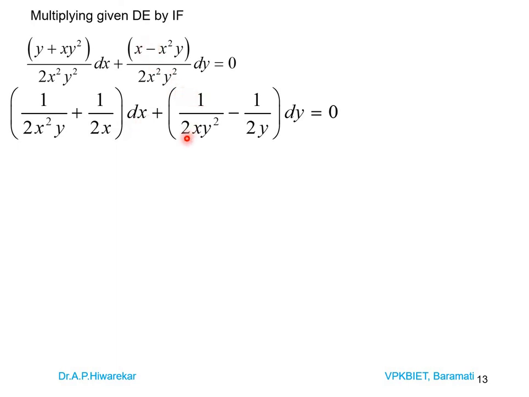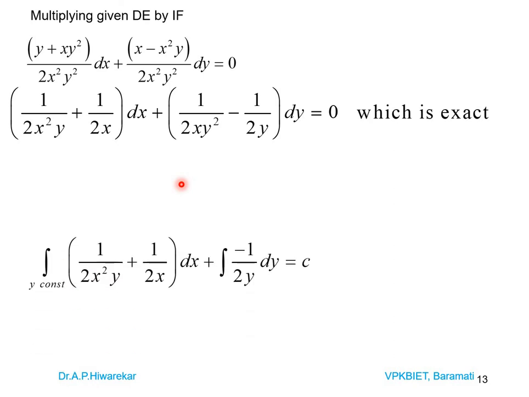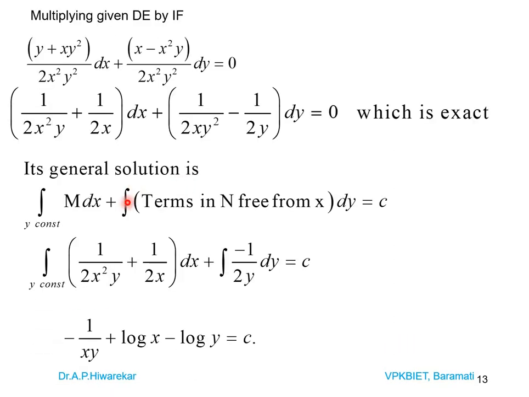Here (1/2x²)y² − (1/2y) dy = 0. Just simplify this. So it is an exact differential equation. Its solution is given by ∫M dx, assuming y constant, plus the integral of the terms of N free from x, dy, is equal to 0.